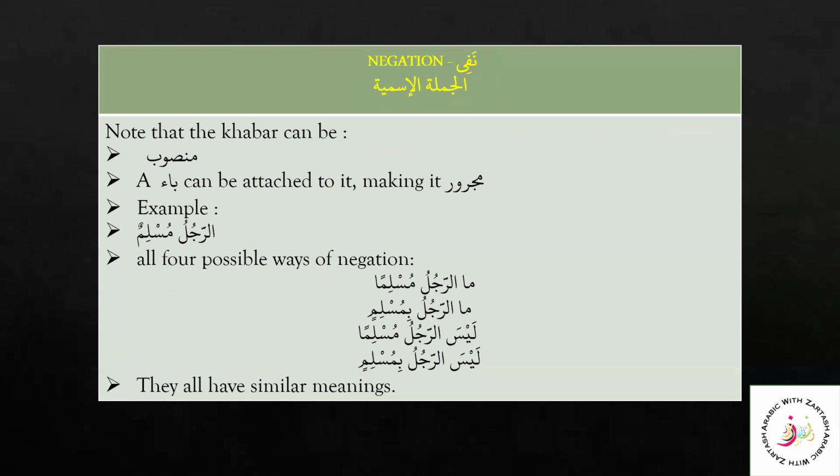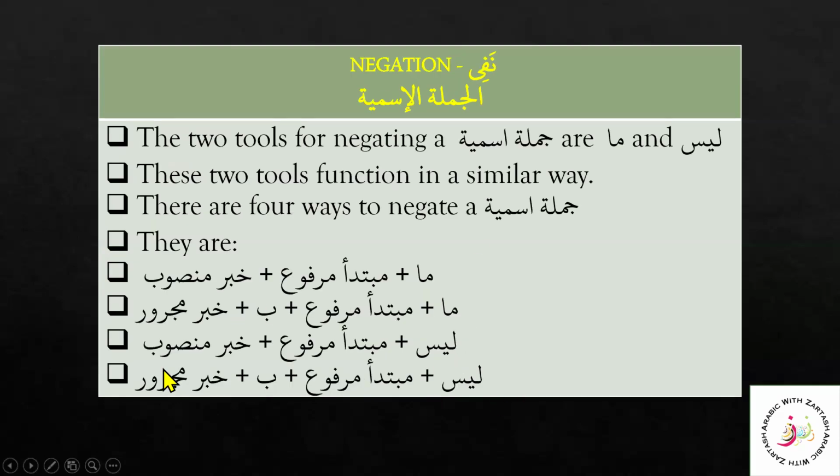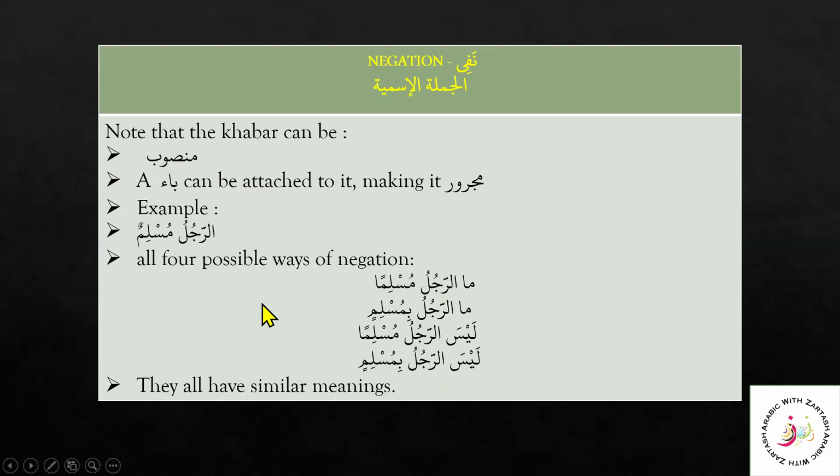Now let's see the example. This is a simple Jumla Ismiya, Ar-Rajulu Muslimun. We know that the Mubtada is always Marfu and it is definite, while the Khabar is always Marfu in the simple sentence and it is indefinite, or Nakira. So Ar-Rajulu Muslimun, applying these four patterns for negating Jumla Ismiya, we get the four possible ways of negation.